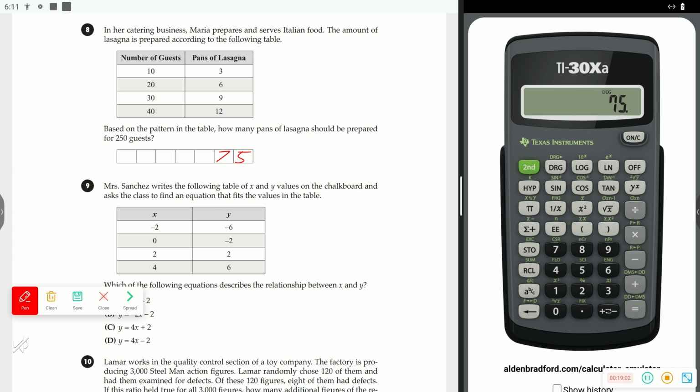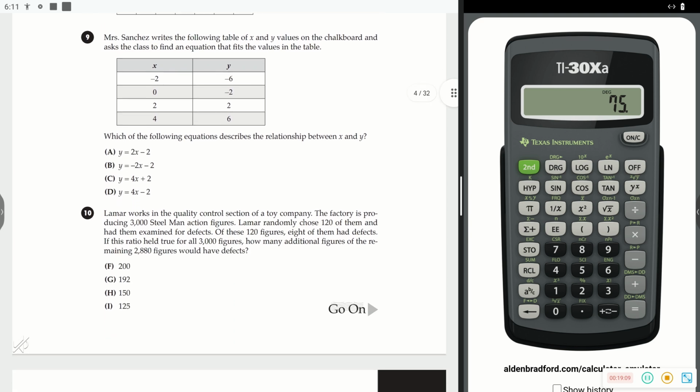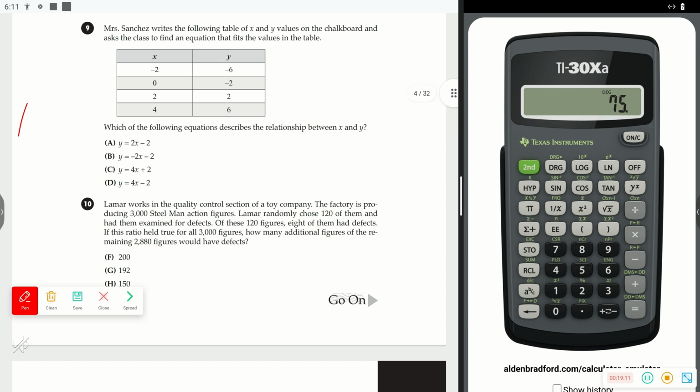And that's number 8. Looks like we're 20 minutes in on problem 8, so we've got to keep cruising here. Number 9. This one says, Mrs. Sanchez writes the following table of x and y values on the chalkboard and asks the class to find the equation that fits the values in the table. Which of the following equations describe the relationship between x and y?